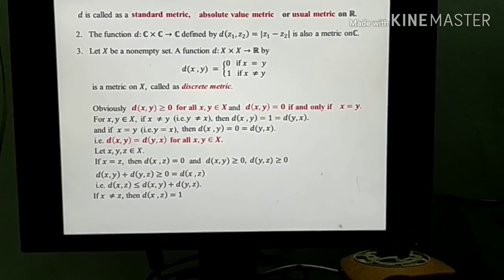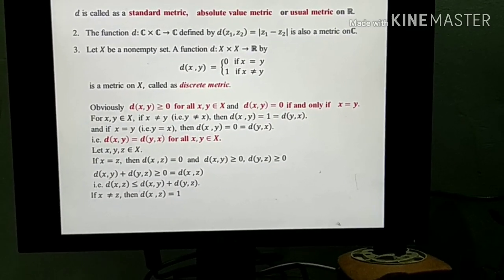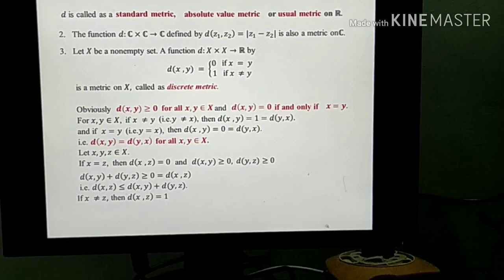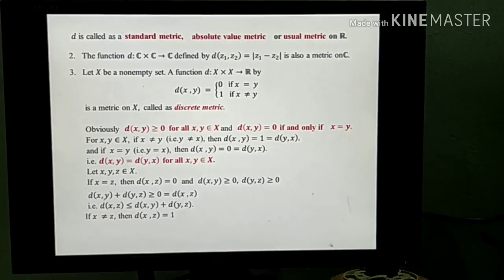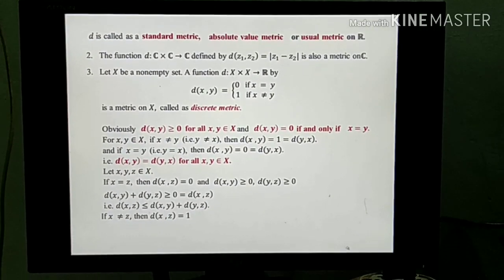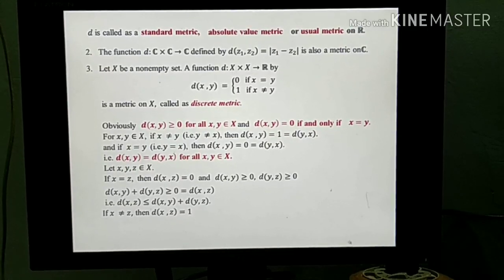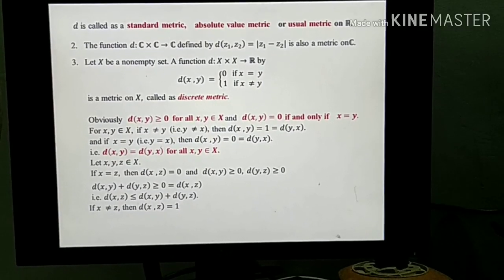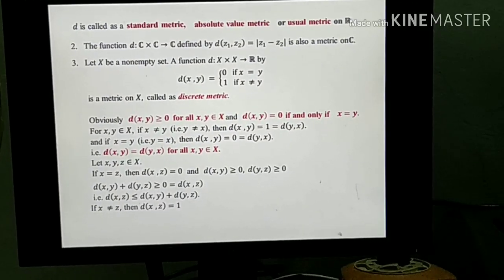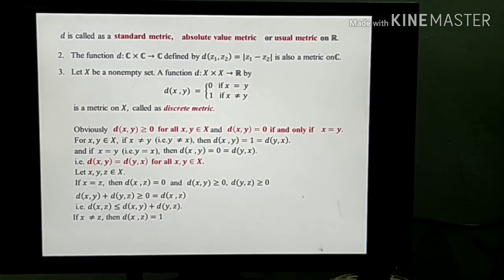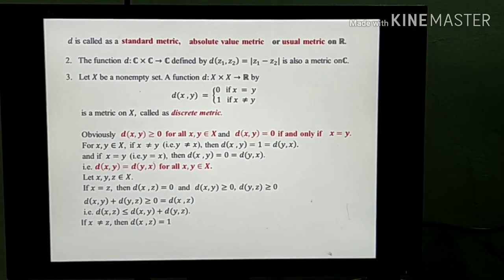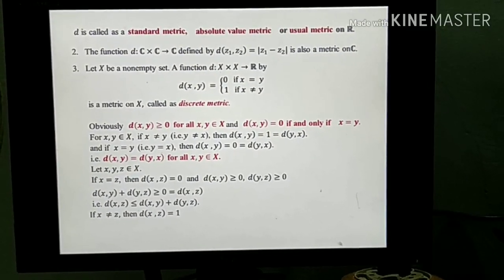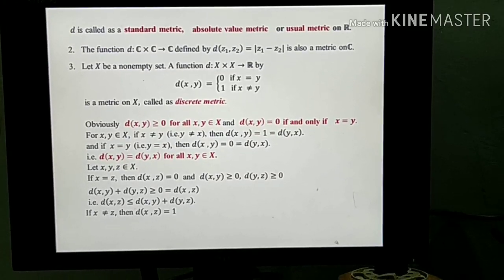Now, our target is to show that the sum dxy plus dyz is at least 1. At least 1 means at least one of them is 1, or there may be 0 or 1 also. If we consider that both are 0, distance xy and dyz both are 0, then what do we get?